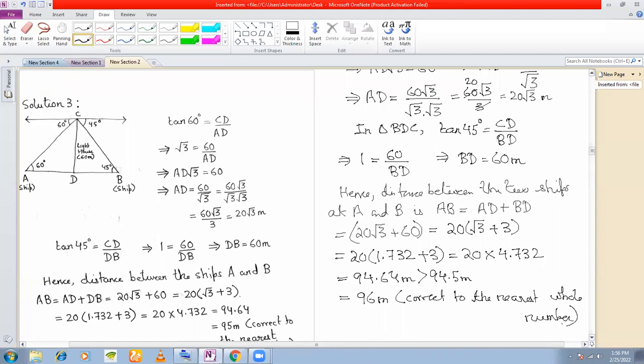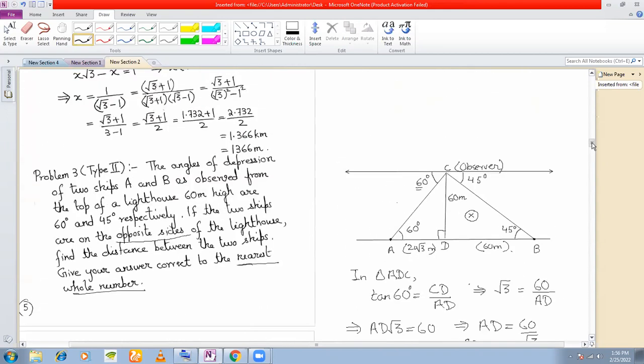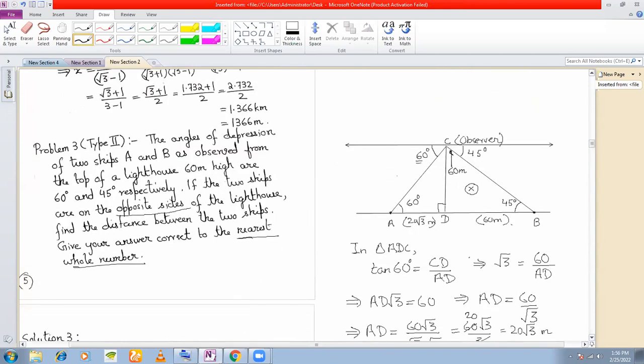Okay. So this was a type 2 problem. Now in this type of problem, the height of the lighthouse was given to you, and you were supposed to find out the distance between the ships. Now in problem 4, the next type 2 problem, we will see that this length will be given to you, and the height of the lighthouse you will have to find out. The diagram will be the same, except what you need to find out will simply change.